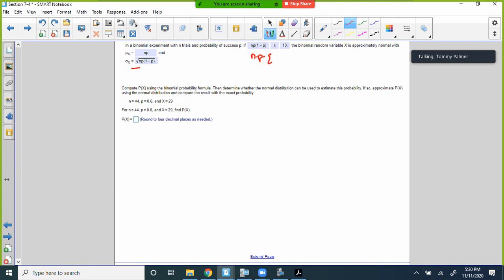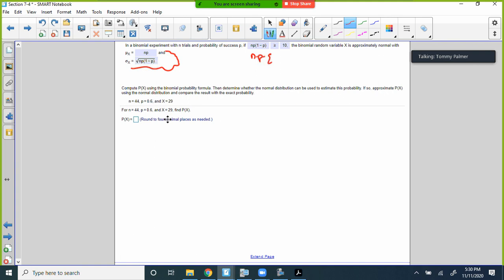These are just formulas, right? So if we're looking at this particular problem, it says, compute the binomial probability. Then determine whether the normal distribution can be used to estimate this probability. Can we do it with a normal approximation? And then if so, approximate it using the normal distribution and then compare the results.